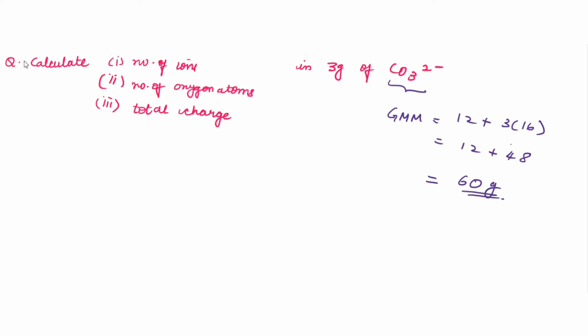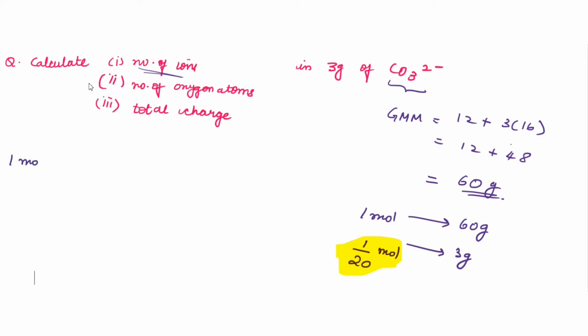So we know this question is from mole concept. So the first step is to find the number of moles. Clearly we know that 1 mole of any substance has a mass equal to the gram molecular mass. So 1 mole has a mass of 60 grams. So how many moles is 3 grams? On simple cross multiplication we find that it is 1 by 20 moles. So the given amount is nothing but 1 by 20 moles.